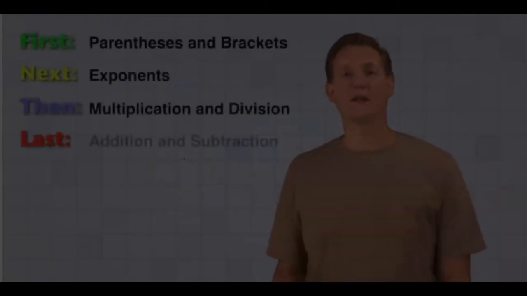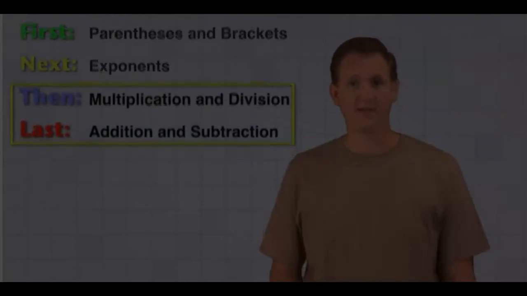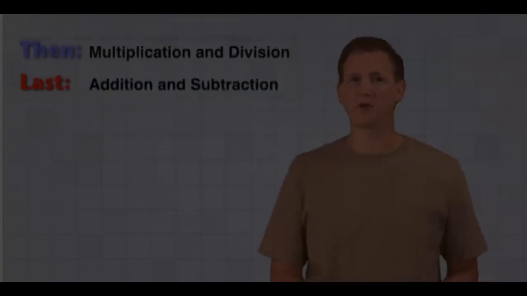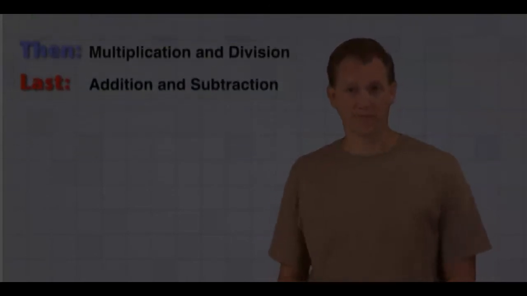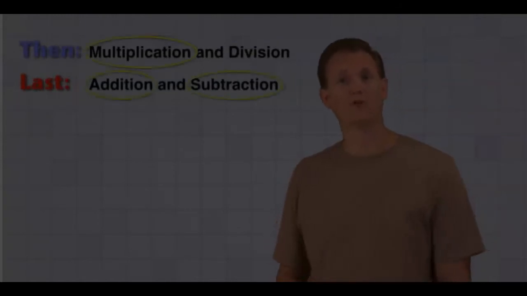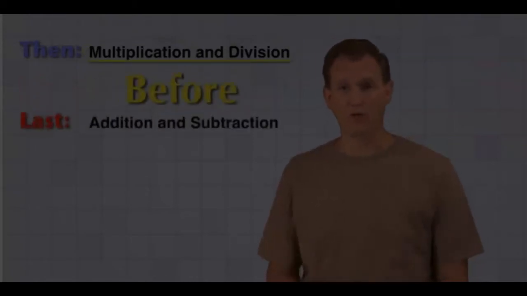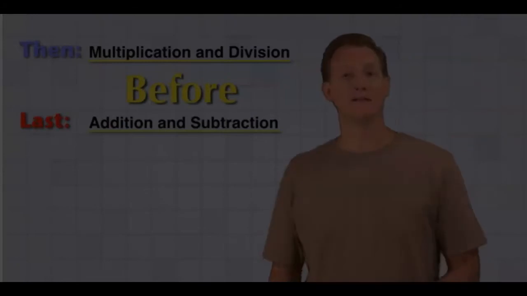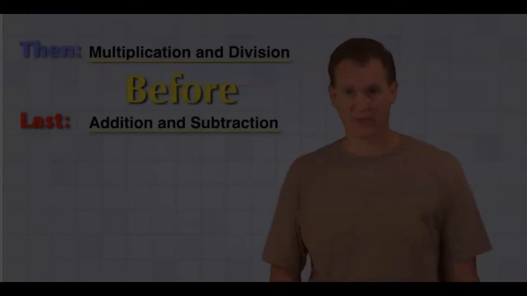All right, now we're going to look at the last 2 rules together. These 2 rules are really important because they deal with the most common math operations: addition, subtraction, multiplication, and division. And the rules tell us that we need to do multiplication and division before we do addition and subtraction. To see how these rules work, let's look at a few quick examples that use those basic operations.